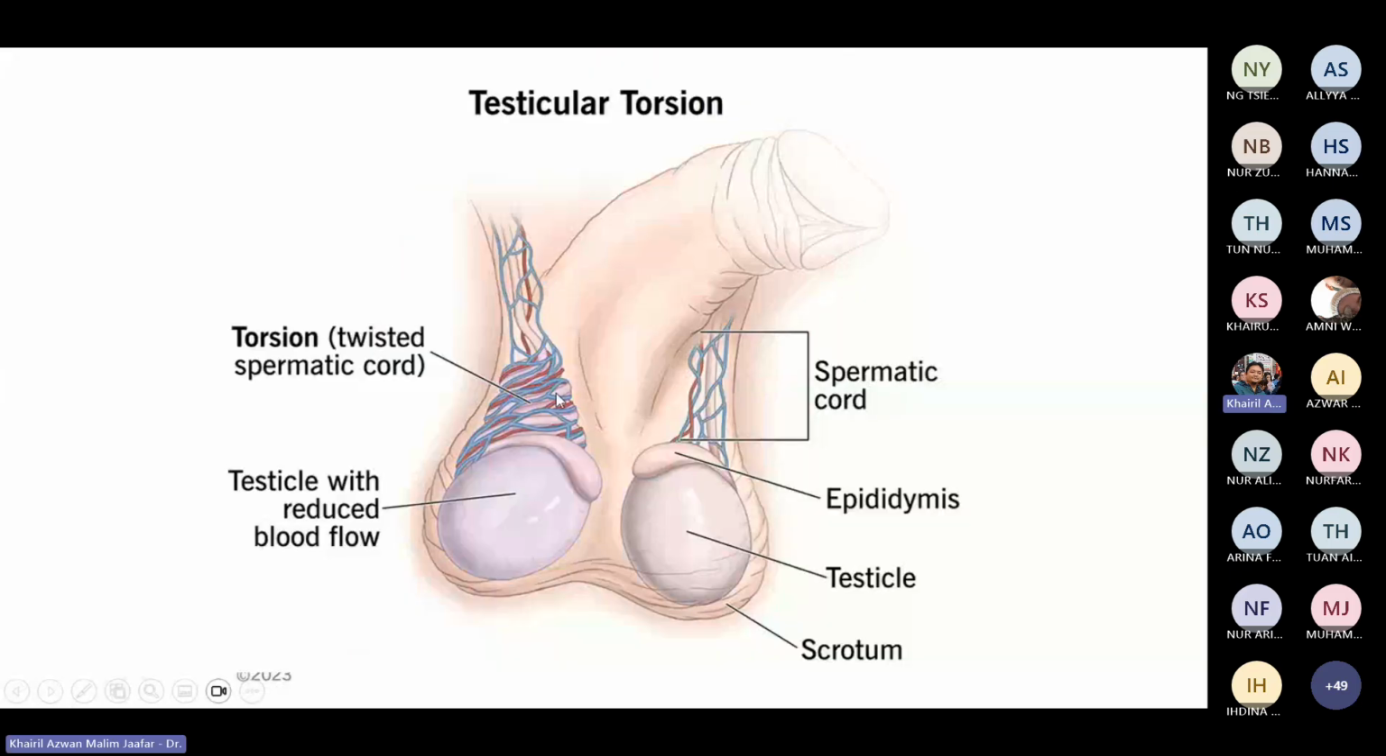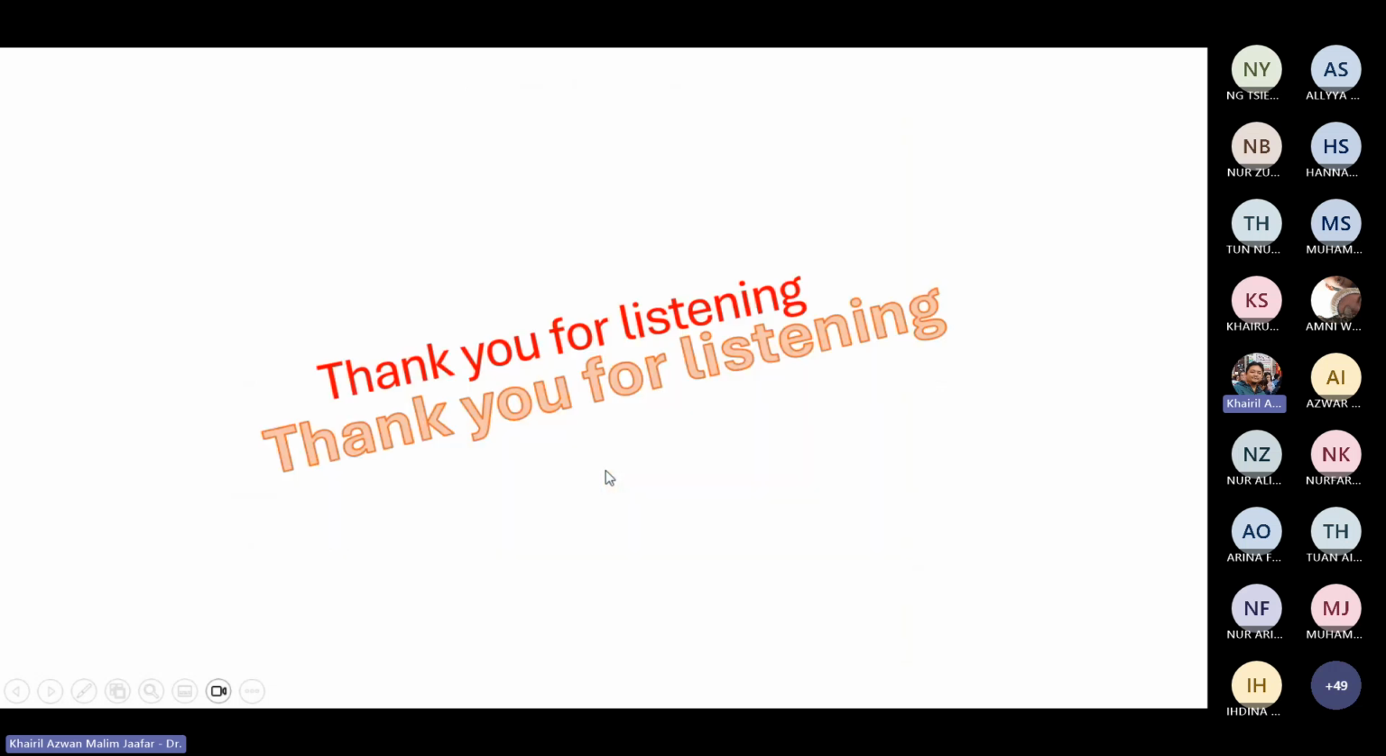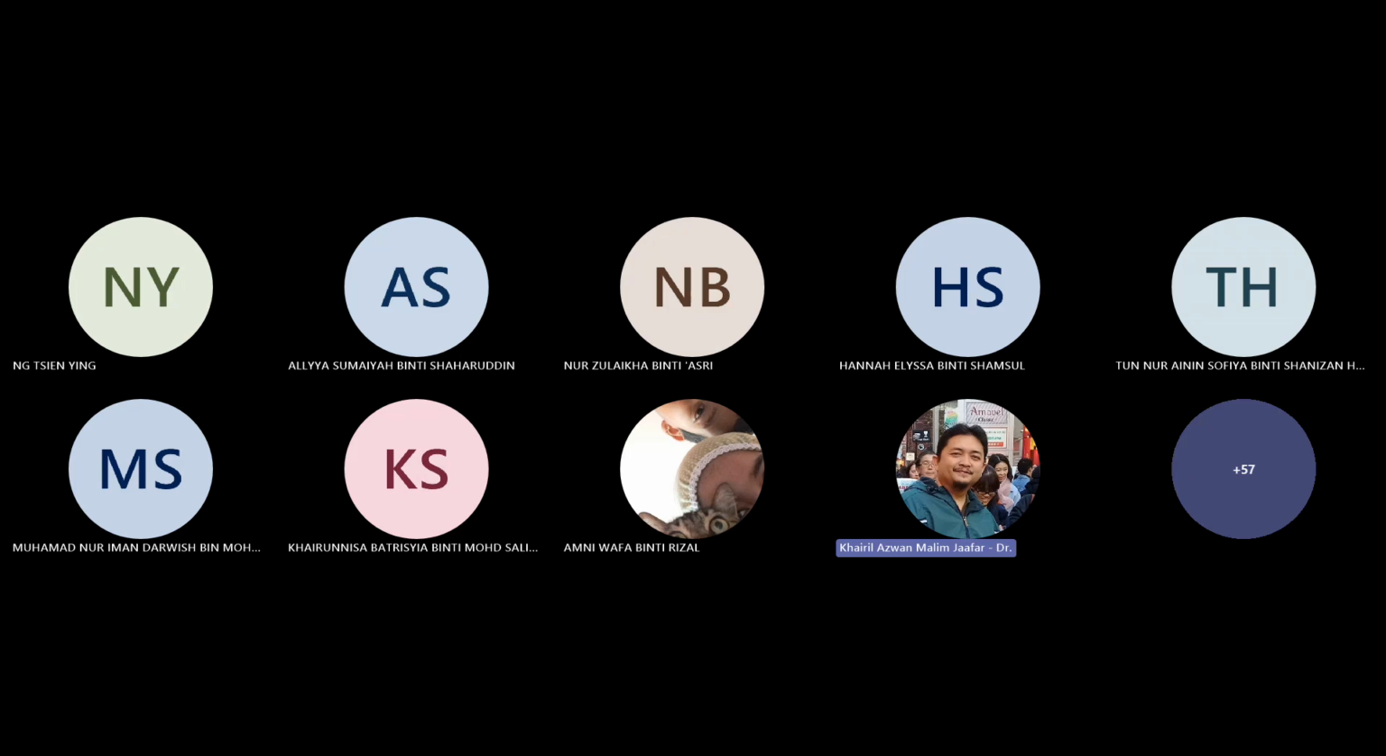Torsion is the twisting of the testis on its own axis, and this can cause blood supply disruption to the testis. Okay, so next, the last part is regarding the bony pelvis.